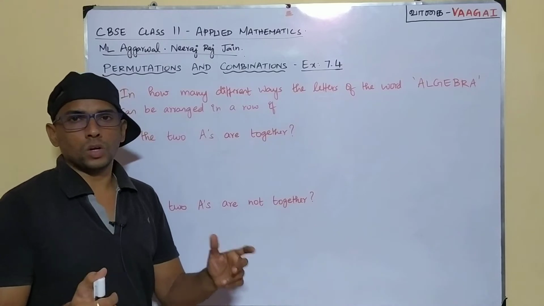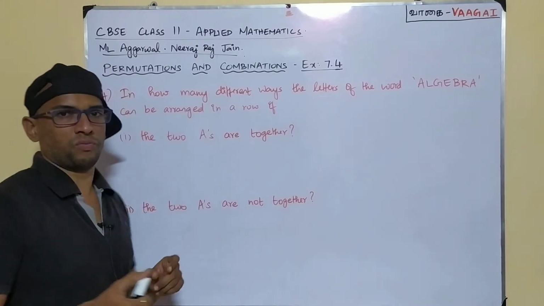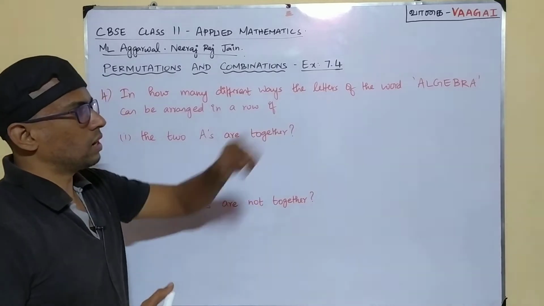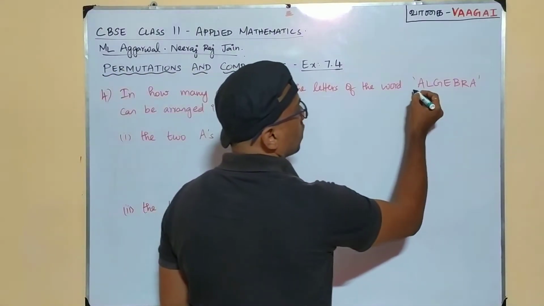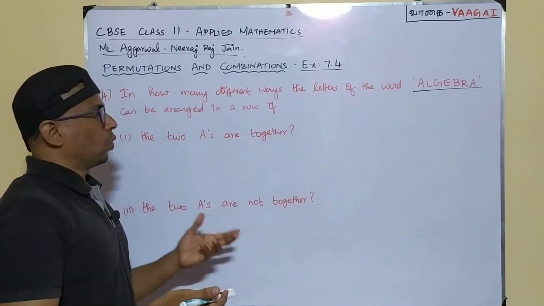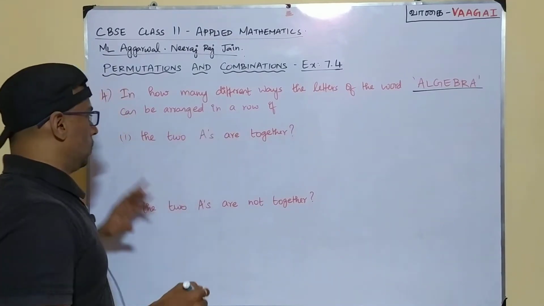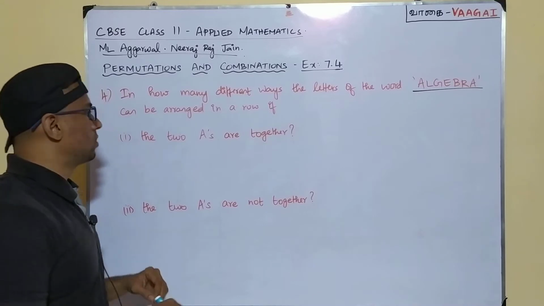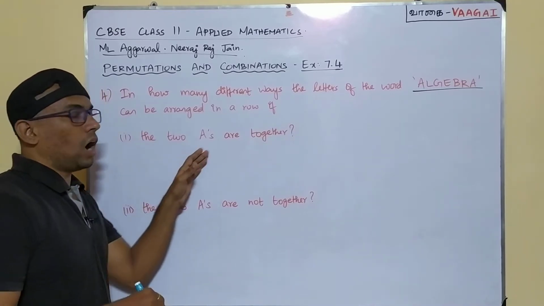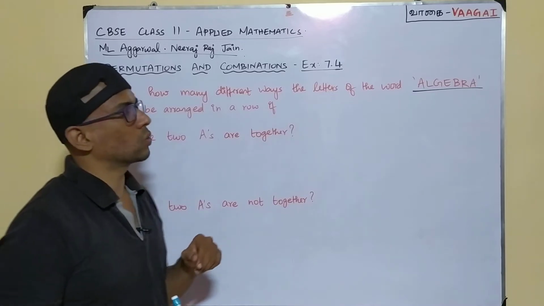Next we have another good, interesting question with us. Question number 4. In how many different ways can the letters of the word ALGEBRA be arranged in a row if we have these 2 conditions as 2 subdivisions? Let's see them one by one. The first one says the 2 A's are together. This is going to be the question.